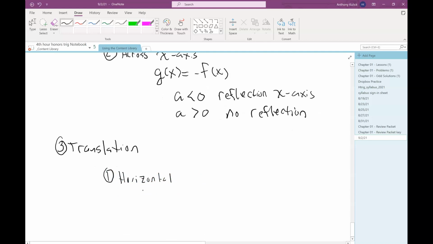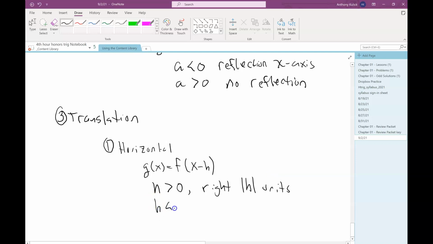So a horizontal translation, left and right, we're going to add or subtract a constant directly from the x coordinate. If h is positive, we're going to translate right h units. If that constant is negative, we're going to go left h units. And if it's 0, then it doesn't go left or right at all.